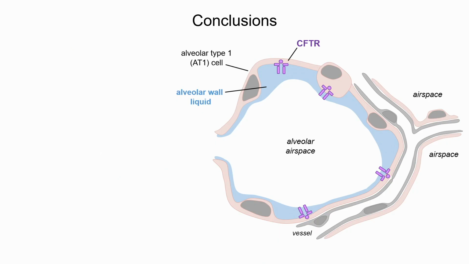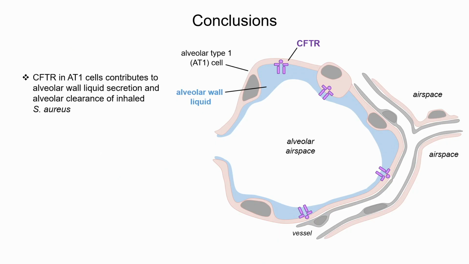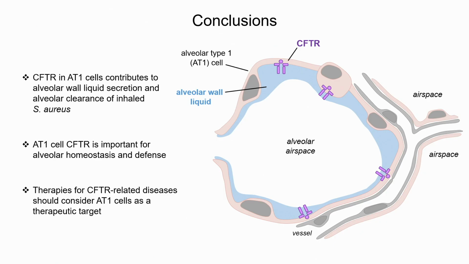Finally, to summarize, we found that CFTR in alveolar type 1 cells contributes to alveolar wall liquid secretion and shapes alveolar defense by clearing inhaled staph bacteria from the alveolar airspace. A major theme that our data highlights is that alveolar type 1 cell CFTR is important for alveolar homeostasis and defense. And since the alveolar epithelium comprises over 95% of the lung surface area, we suggest that developing therapies for CFTR-related diseases should consider alveolar type 1 cells as a therapeutic target.